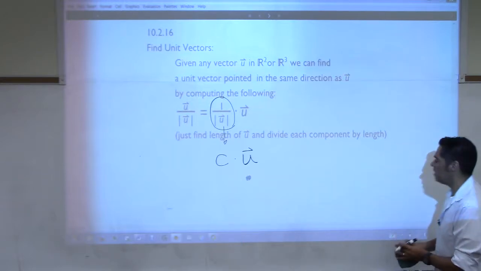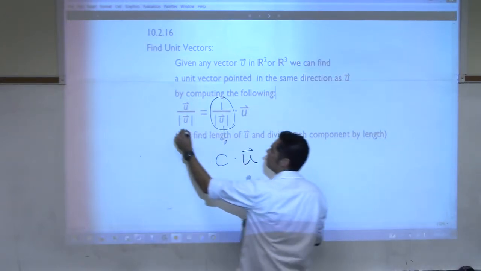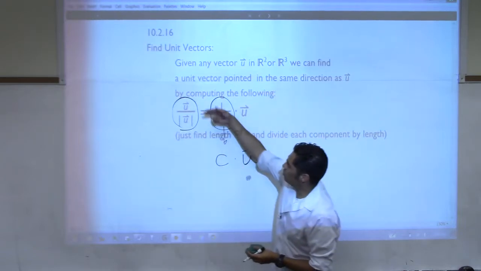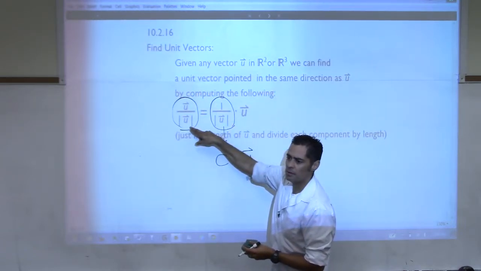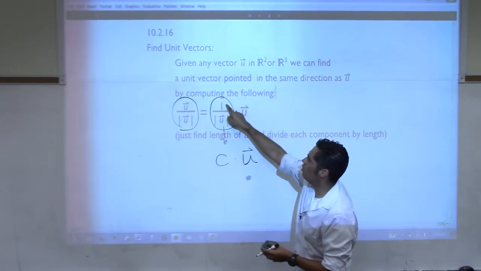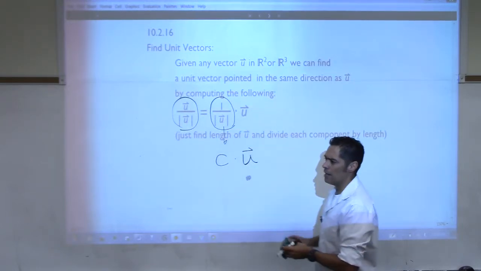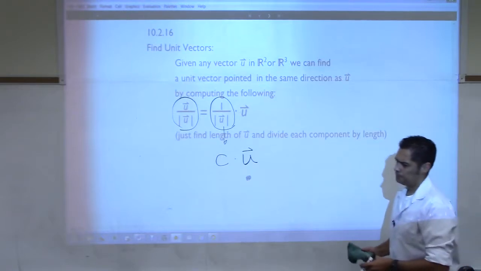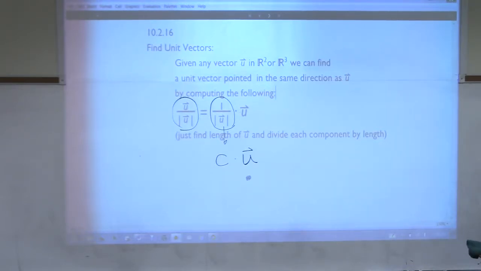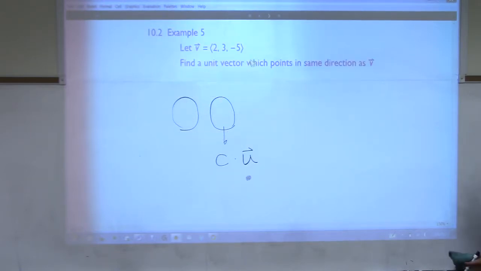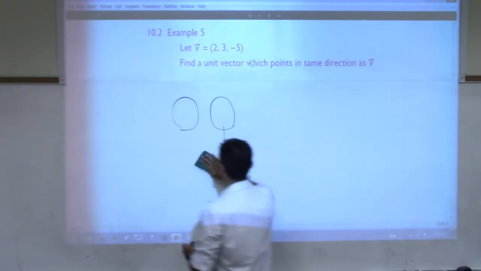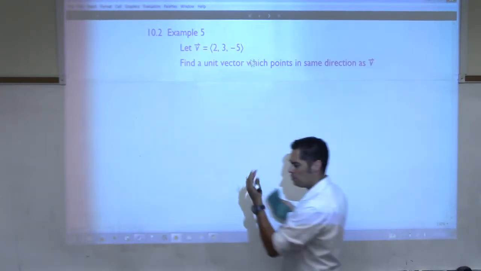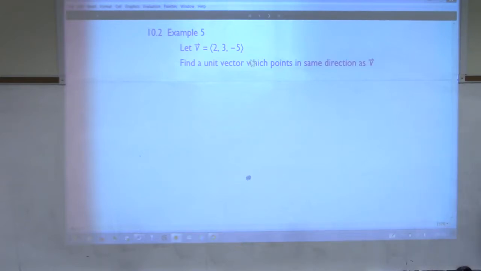So let's see this done as an example. Here's another way of writing the same thing. You take the vector u and you divide it by its own length. That's the same as taking 1 over the length of u and scalar multiplying it through. Yes? Now, since it's represented like that, would you split it up? Like one would be the square root of x1 plus y1 plus z1. I'm not sure I understand. How about we do this example, and then we'll see if that answers your question.